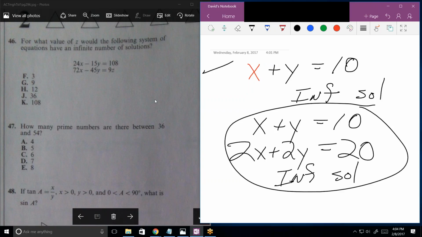9 times 3. Would it be 108? No. That would make the right side of the equation 9 times bigger. Oh, 12. No, 9 times 12 is 108. Okay. So it has to be J, 36? Yeah. Notice that 9 times 36 is 3 times 3 times 108.